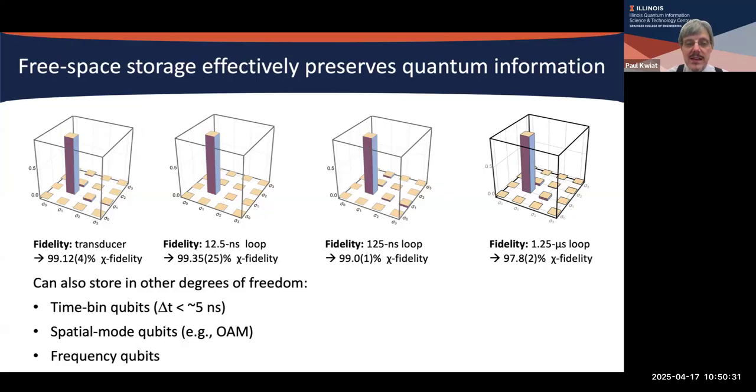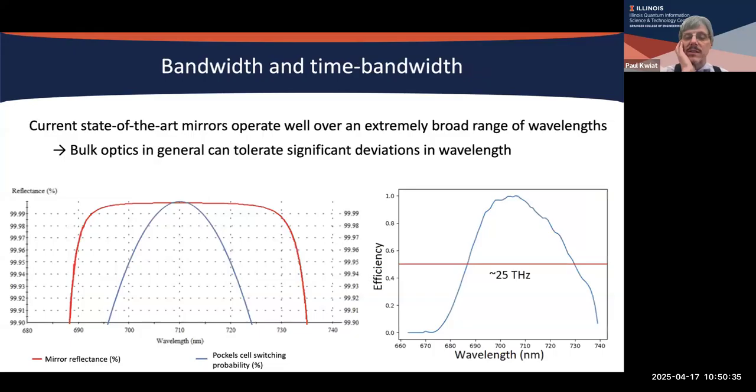So let me talk about that last in the context of the bandwidth of all of this, because I started this whole thing saying we'd really like to be able to store for tens, 10 terahertz or something like that. And for this type of memory, we're only limited by two things: the bandwidth of the mirrors and the Pockel cell switching. These mirrors are better than 99.99% over, as you see, 40 nanometers of bandwidth.